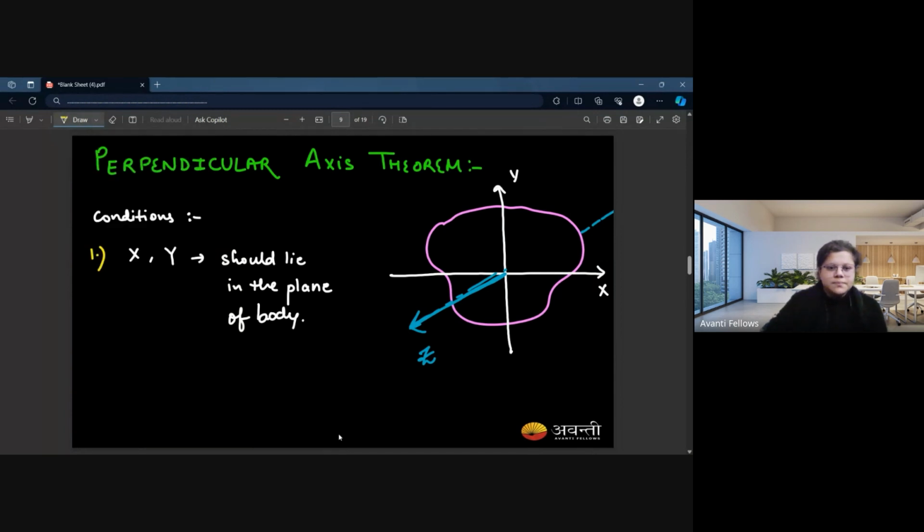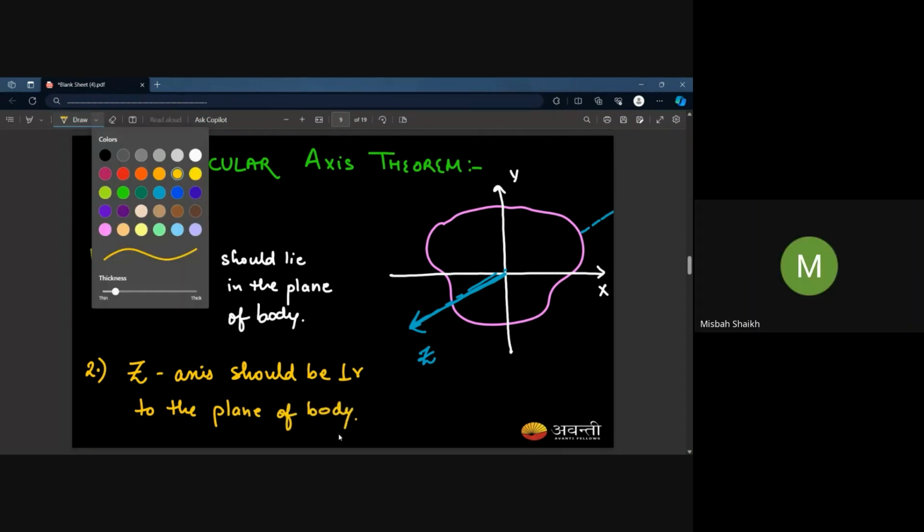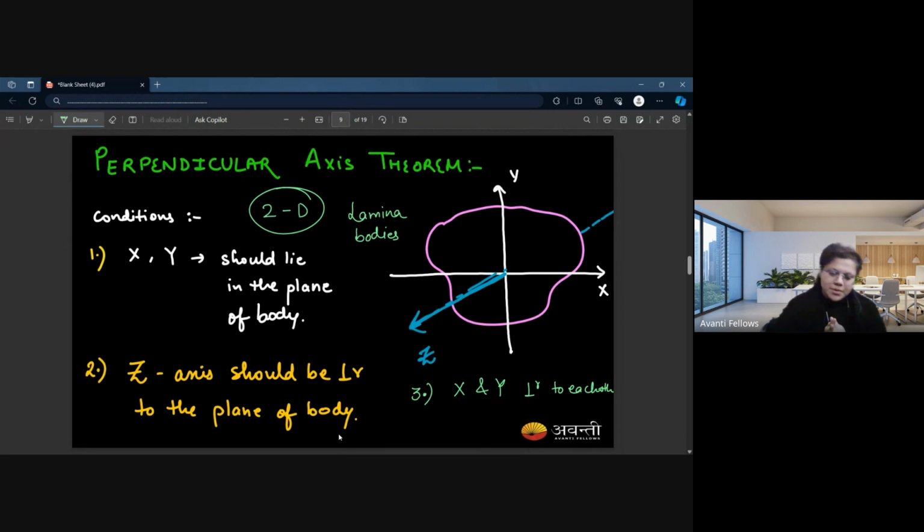The second condition: the z-axis should be perpendicular to the plane of the body. The third thing: x and y are supposed to be perpendicular to each other. This is applicable only for 2D bodies or laminar bodies. Only for two-dimensional bodies or laminar bodies.